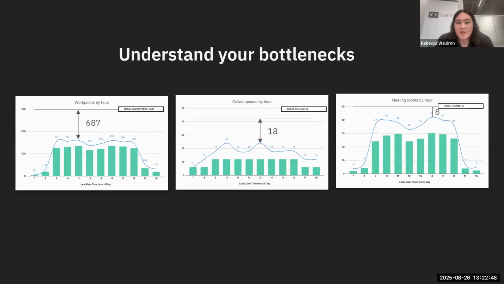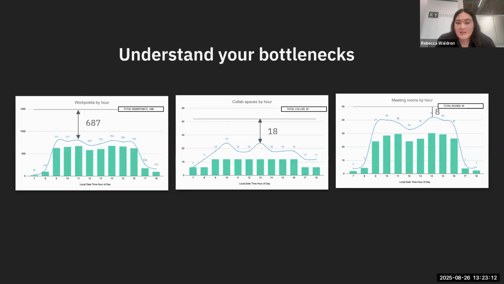So what we can deduce from that is that there is an over-catering of work points when compared to meeting rooms, and the usage around these meeting rooms is likely to be a significant bottleneck for this company, for example, comparatively to work point availability. So they could comfortably remove work points when they are starting to see the impact of those bottlenecks.